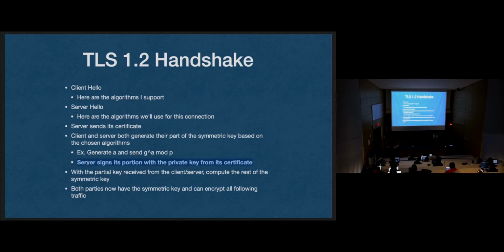It's part of the partial symmetric key. It's going to sign that with its private key from its certificate. Says, here's my part of the symmetric key, right? Sends that off. Once we have the partial keys, client and server compute the rest of it, and then they have the symmetric key, and that's what they're going to use to encrypt all traffic after this handshake.